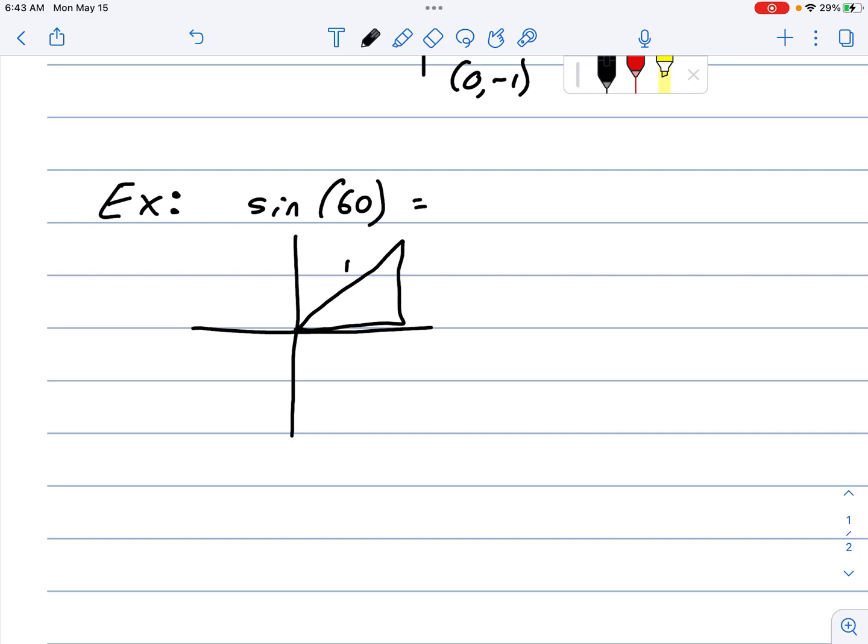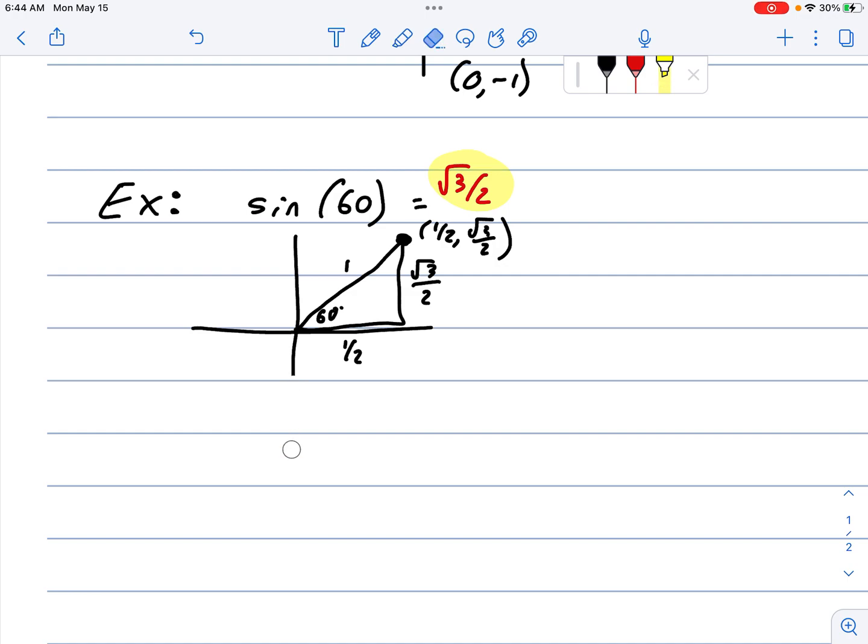My hypotenuse is 1. I said this was 60, which means this is my 30-degree angle. Opposite that is half of 1, so a half. That side, my opposite 60 side, is 1/2 times radical 3. So this point would be 1/2 comma radical 3 over 2, and this is x comma y, cosine comma sine. My answer would be radical 3 over 2.